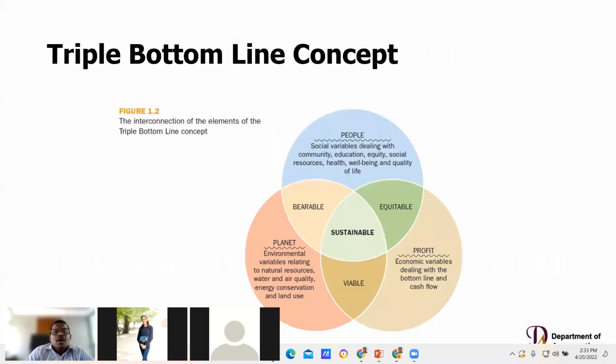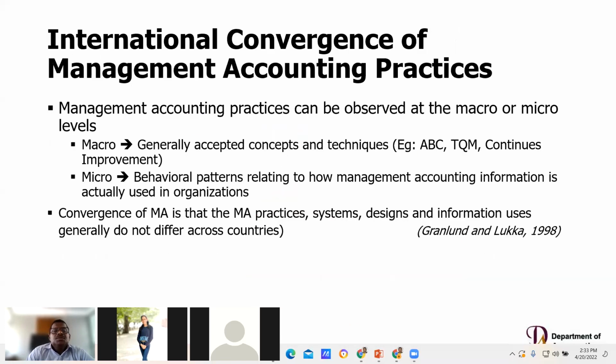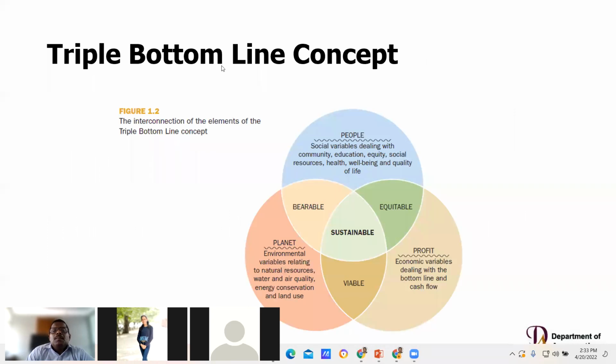Okay. Then triple bottom line, give me 2-3 minutes, I will finish it off. Triple bottom line concepts are also influencing. Triple bottom line means 3 P's: people, planet, profit. People means you look at the social variables dealing with community, education, equity, social resources, health, well-being, and quality of life. You are looking at people as human beings, not as machines. You look at the employees as human beings. You look at the customers as human beings. So that is the people aspect.